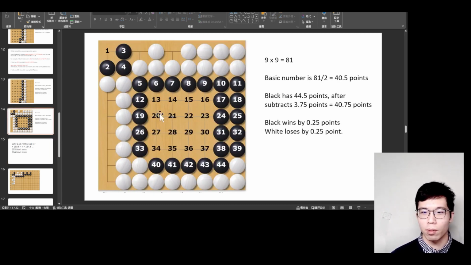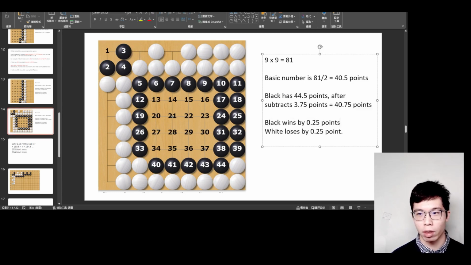Let's use the small board as an example. In this example, we can see black has 44 stones. When black has 0.5 stones more, then black will win by 0.25 points. As black has 44.5 points now, after subtracting 3.75 points, it will be 40.75 points, which is larger than 40.5 points, which is the basic number. So black will win by 0.25 points.